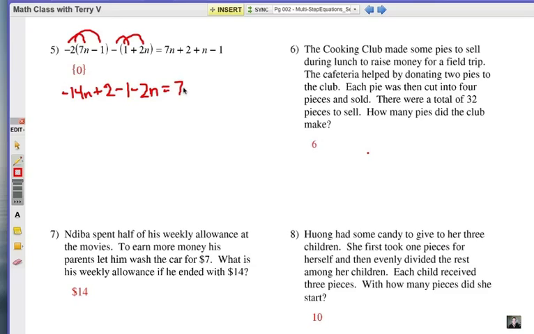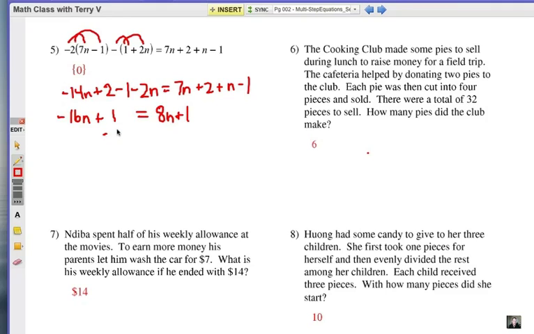Equals, just copy everything else down and we will get started with this. One step at a time. Keep it organized. All right, on the left side we have like terms to add. I have a negative 14n and a negative 2n, so that would be negative 16n. And this positive 2 and this minus 1 would give us a positive 1. All right, 7n plus a 1n right there would be 8n. And the 2 take away a 1 again is 1.